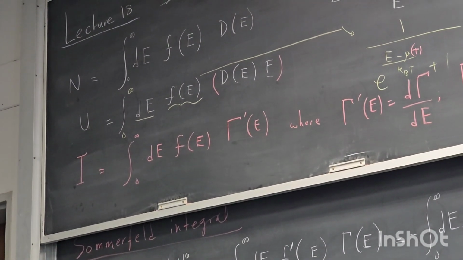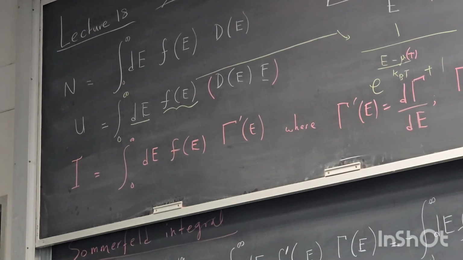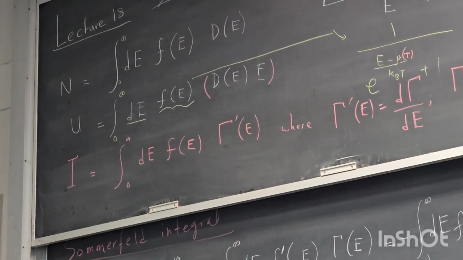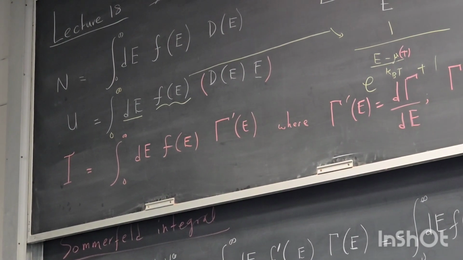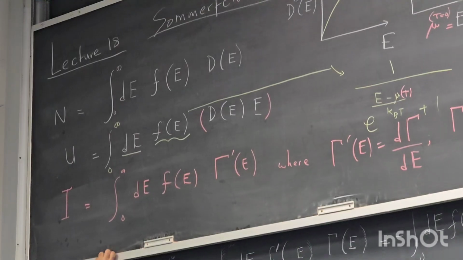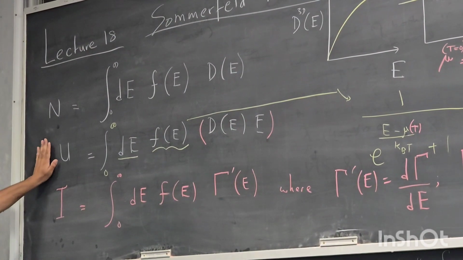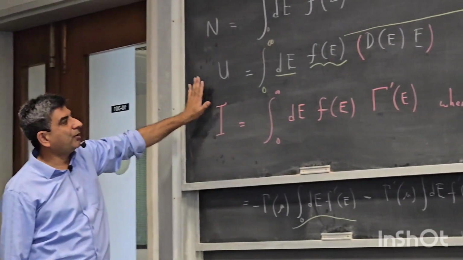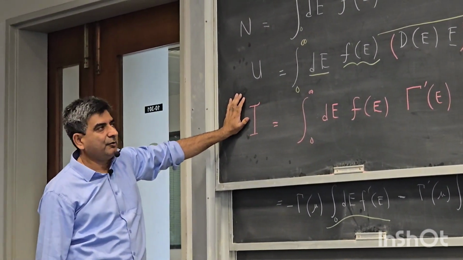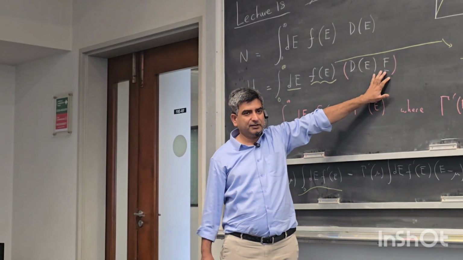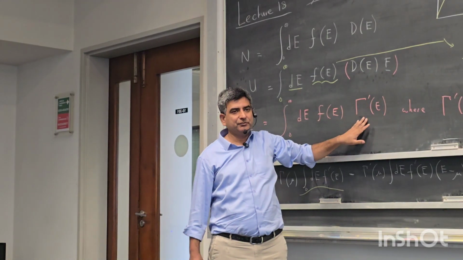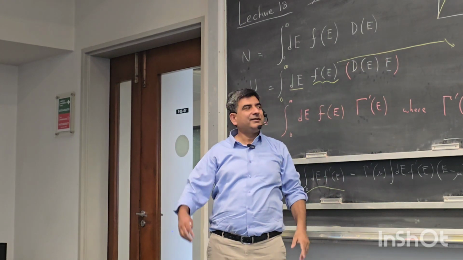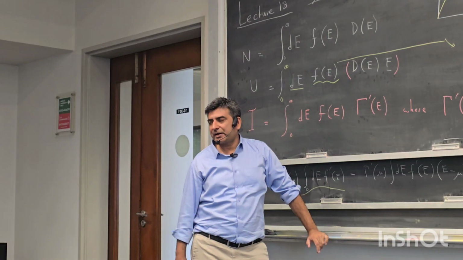So how do we solve this integral? We don't have to do the grind over and over again. We make an identification of U with I. So this is the U we would like to solve, but we know how to solve this. So what identification do we make? We want the density of states D(E) to be equal to gamma prime. So we integrate this entire thing and get gamma, and we differentiate this entire thing and get gamma prime.